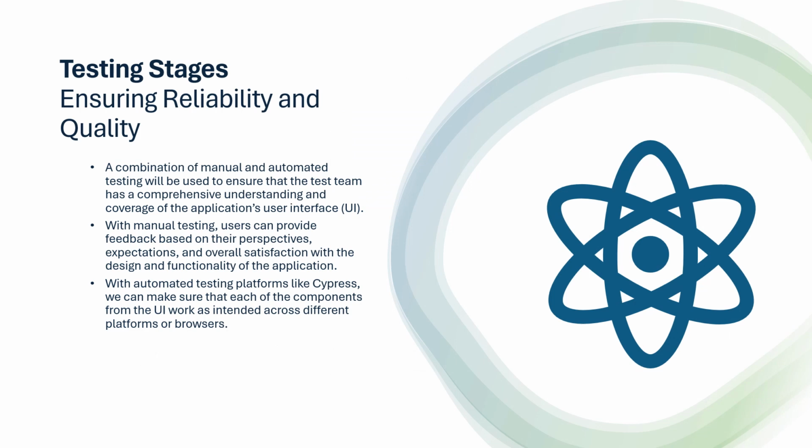Testing stages. A combination of manual and automated testing will be used to ensure that the test team has a comprehensive understanding and coverage of the application's user interface. With manual testing, users can provide feedback based on their perspectives, expectations, and overall satisfaction with the design and functionality of the application. With automated testing platforms like Cypress, we can make sure that each of the components from the user interface work as intended across different platforms or browsers.